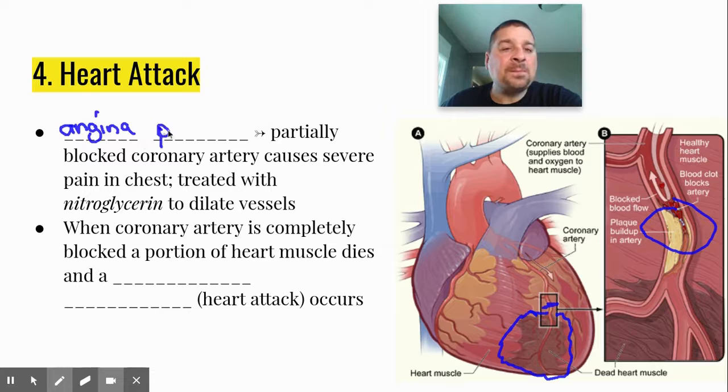Angina pectoris. Make sure I spell it right here. Often the pain will radiate out through the arm.